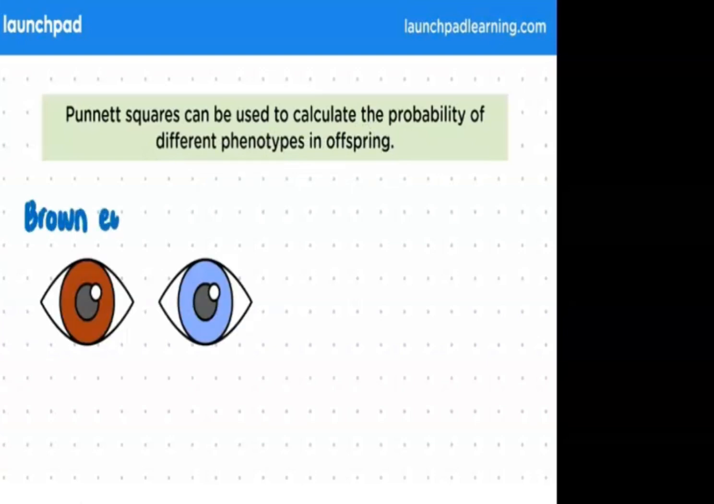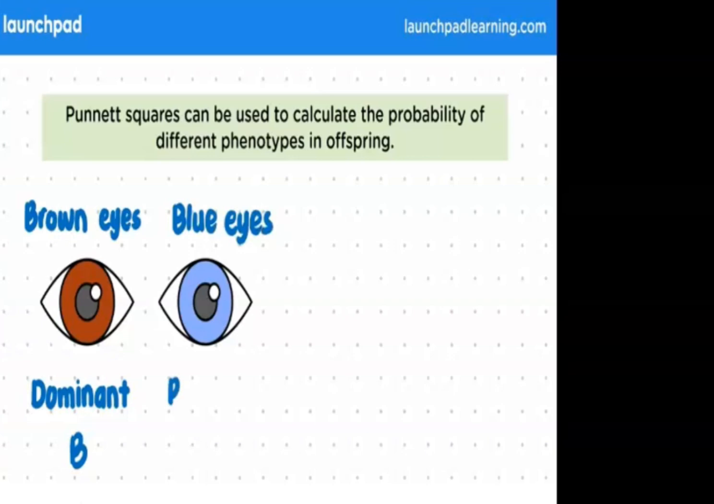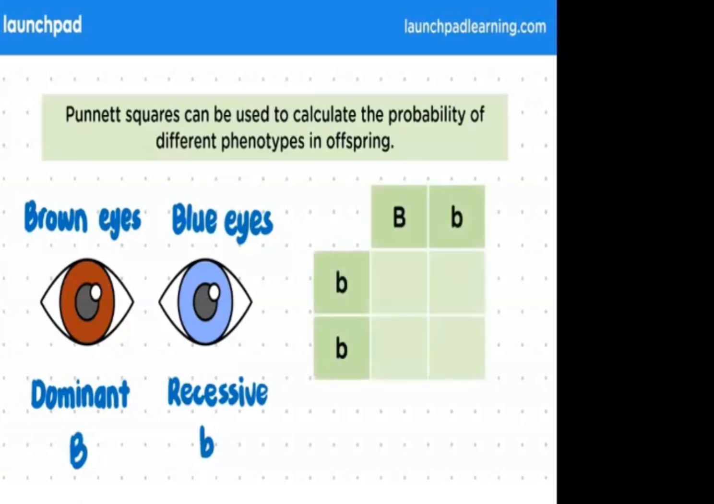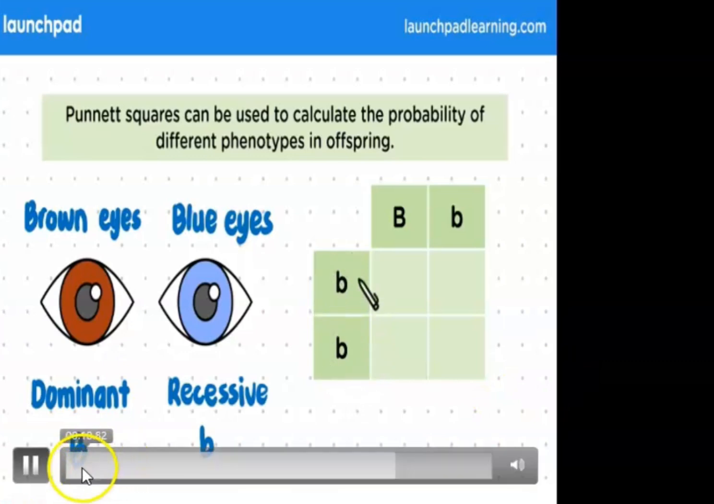For example, brown eyes are the result of the dominant allele B, and blue eyes are the result of the recessive allele b. Remember that 2 recessive alleles are needed to have blue eyes. So here we have a Punnett square. You can see the parent genotypes in the Punnett square. So we have 2 lowercase.